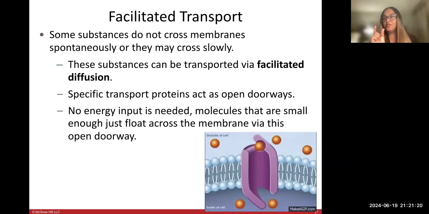So some of our proteins are just open. They just open a bigger doorway and the molecules just float through. Still doesn't use energy, still a form of passive transport.